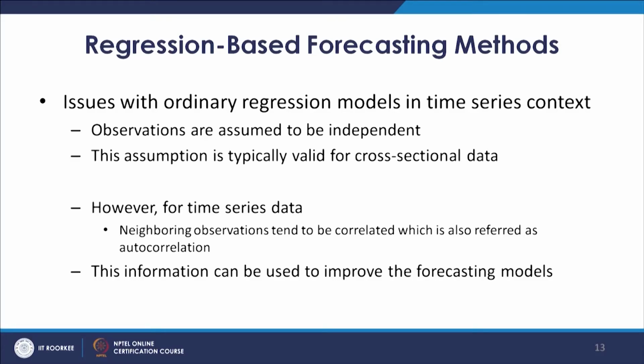This is precisely the point that has been mentioned in this slide as well. You can see here the third point. However, for time series data, neighboring observations tend to be correlated, which is also referred to as autocorrelation. This is the particular aspect of time series that we are going to discuss now in this lecture.